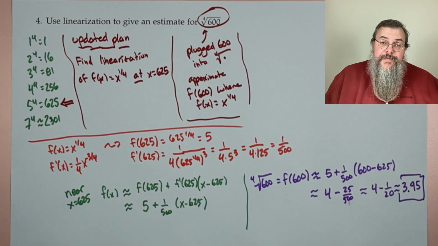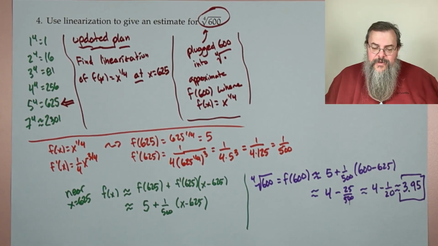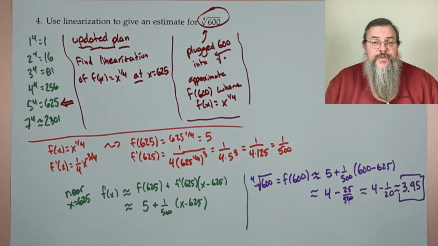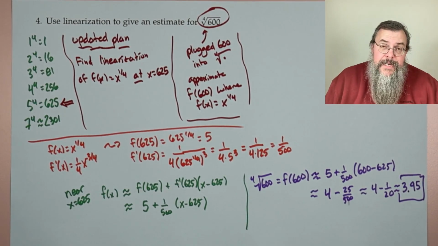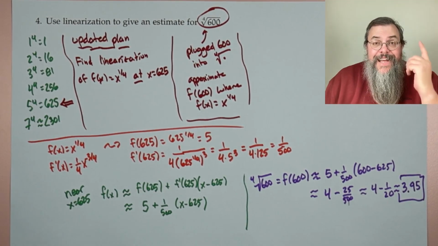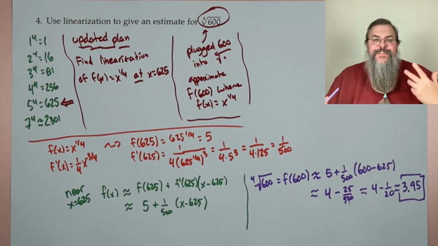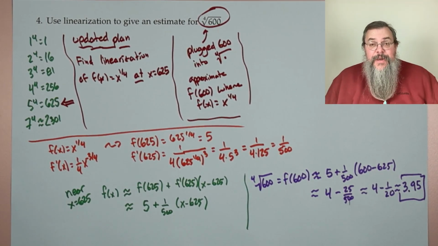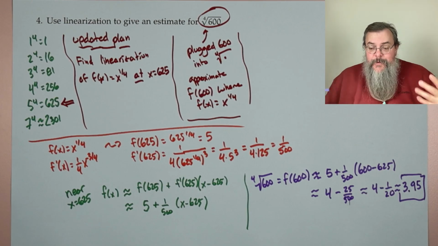Because 1 over 20 is 0.05. So our estimate for the fourth root of 600 is 3.95. Is it right? No, it's an estimate, right? That's the whole point. An estimate says, I'm not telling you exactly what it is, but I'm going to give you a really good ballpark for what it is.